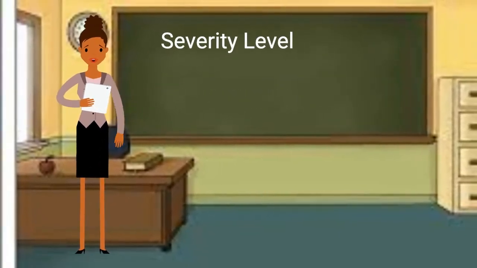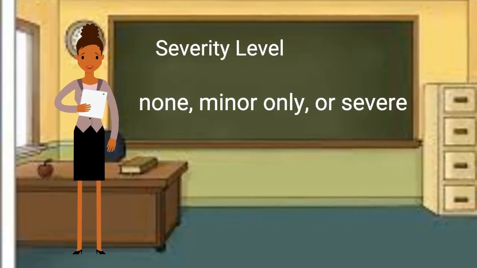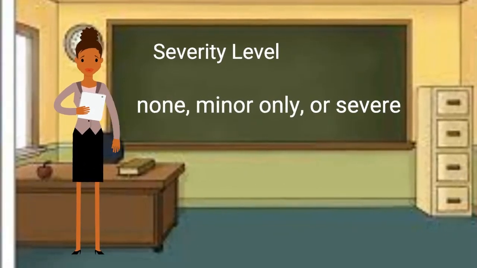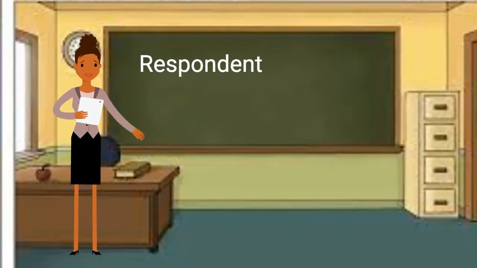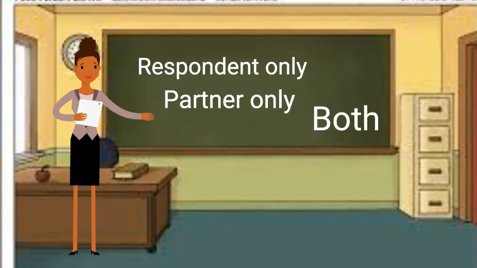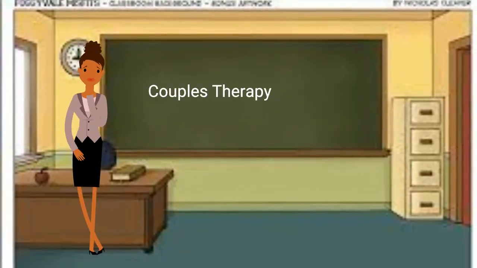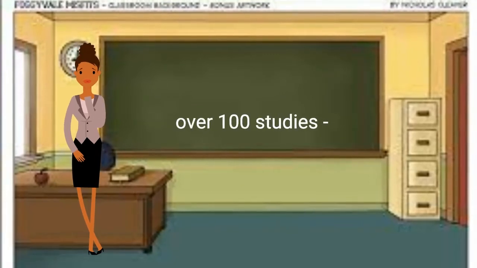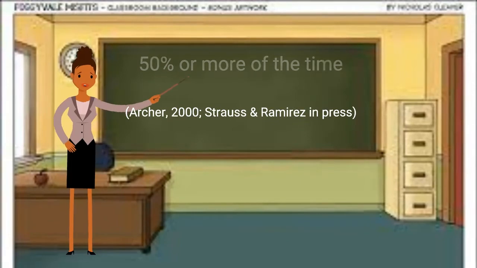Severity level classifies each case into three categories: none, minor only, or severe. The mutuality types classify each case as respondent only, partner only, or both. The mutuality types may be particularly useful in couples therapy because over 100 studies have found that when there is violence, 50% or more of the time it is by both partners.